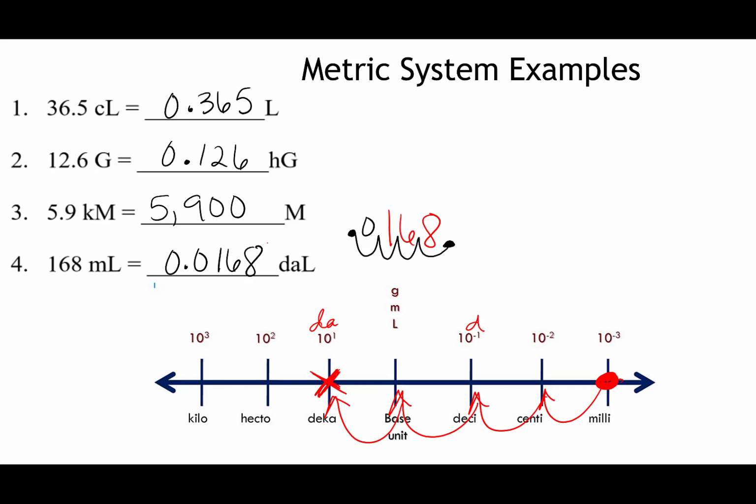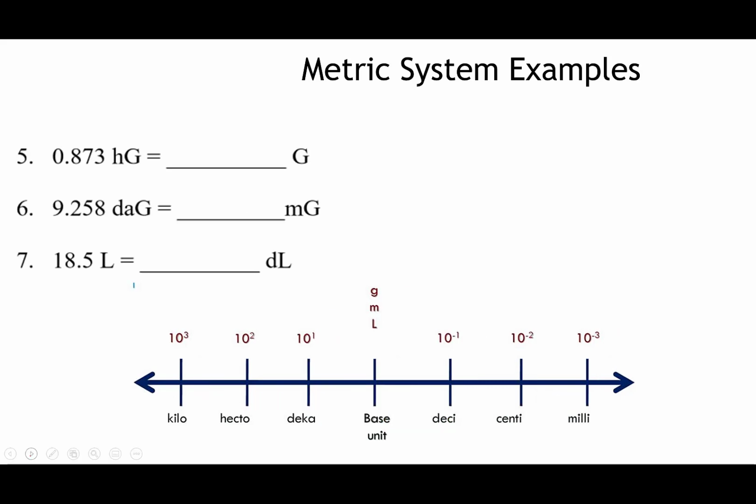Take a glance at these first 4 problems. Notice that the actual numbers did not change, like the numerals that we use. Number 1, we had 365, and the answer is 365. Number 2, we had 1, 2, and 6. The answer is 1, 2, and 6. So there's no need to pull out your calculator or do the dimensional analysis work. This is just moving back and forth across the conversion chart. Okay, let's do 3 more examples.